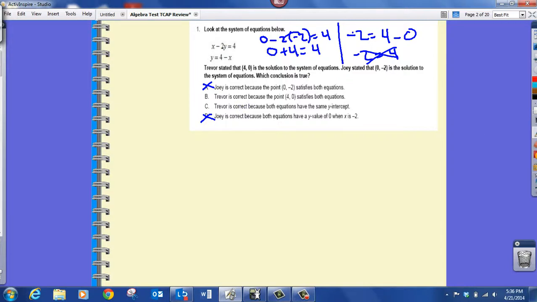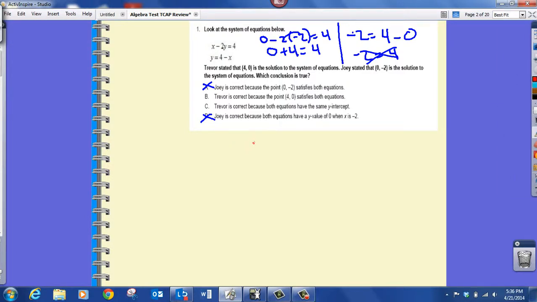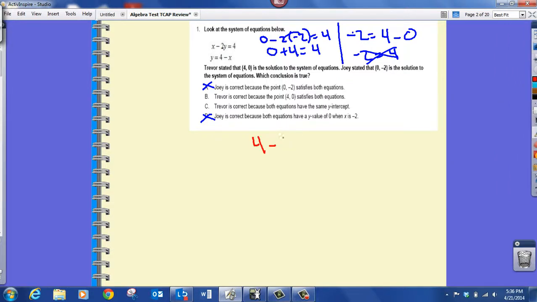Again, I want to test what Trevor did. Trevor says (4, 0). So I say, okay, 4 minus, and then I have 2. Let me start that over here. You have 4 minus 2, and then substitute the 0 in for my y equals 4. Well, negative 2 times 0, 4 minus 0 equals 4, and that is true. 4 minus 0 does equal 4, because 4 equals 4.